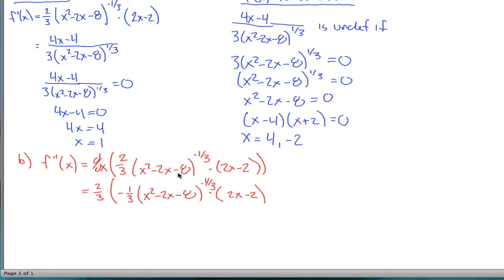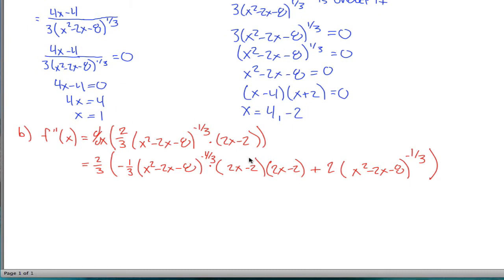When you're using the product rule, you take this derivative and you multiply it by this thing left alone, 2x minus 2. And then to that you add the derivative of this guy, which is just 2, times this thing left alone, x squared minus 2x minus 8 to the negative 1/3 power. Then I got 2/3 times that entire thing. This is f double prime of x.